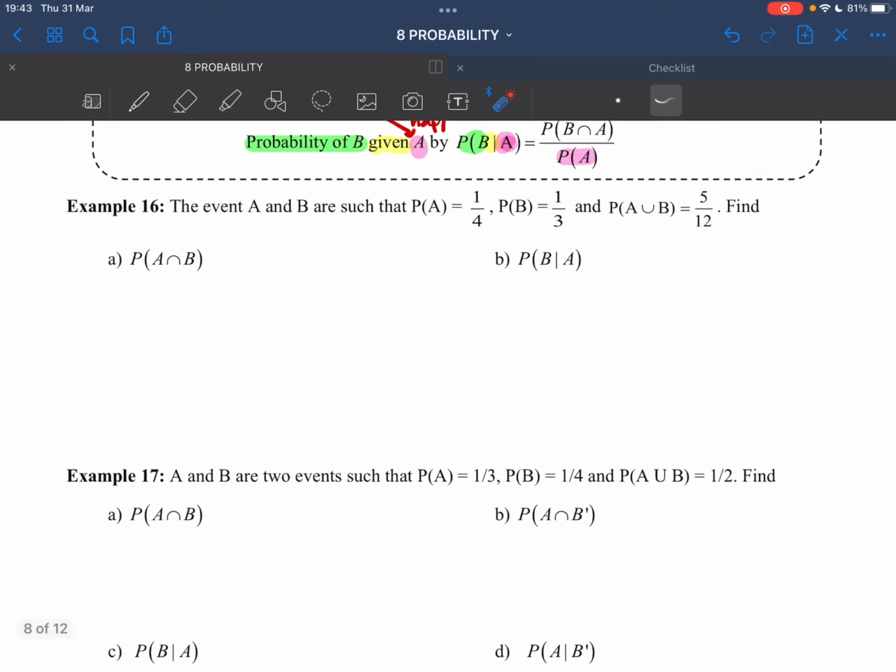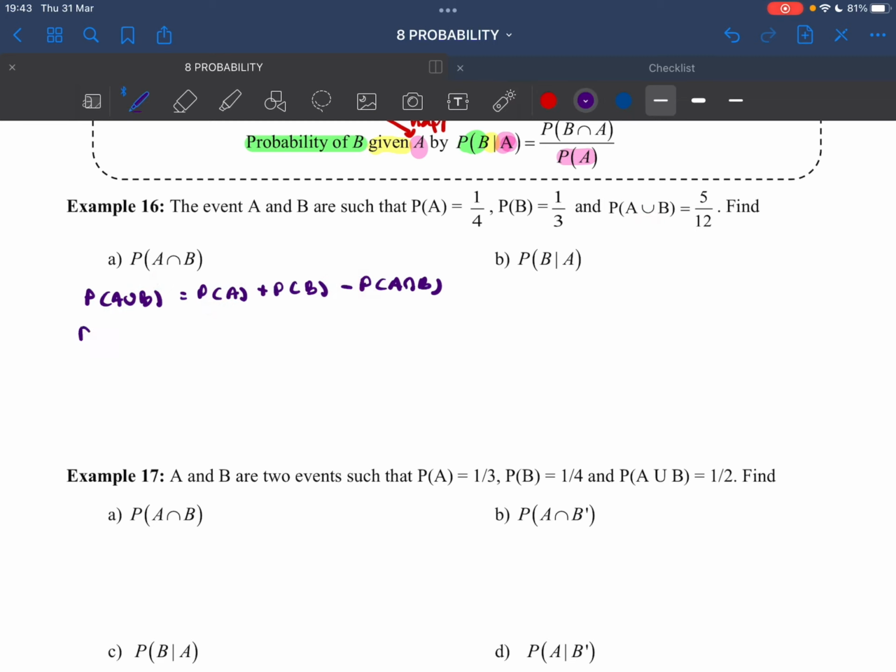Events A and B are such that P(A) equals 1 over 4, P(B) equals 1 over 3, and we have P(A union B). The question asks us to find P(A intersect B). We don't know how to find P(A intersect B) directly. We only know how to find P(A union B), which is the formula P(A) plus P(B) minus P(A intersect B). As you can see from the question, we have P(A union B), we have P(A), we also have P(B), and we want to find this here.